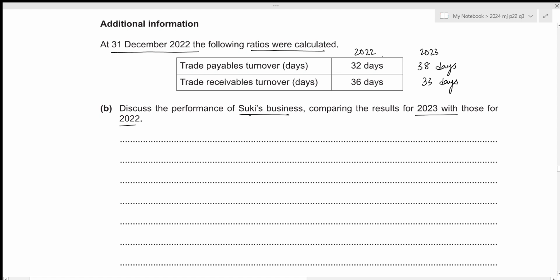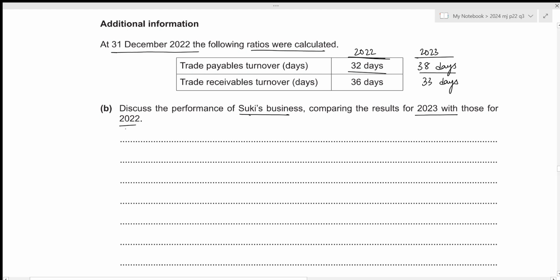In the year 2022, it took 32 days for Suki's business to pay back to the supplier for the credit purchases made during the year. Whereas in the year 2023, we can see that now Suki's business will take 38 days in order to pay back to the supplier for the credit purchases. Since Suki's business will now take a longer period of time to pay back to the supplier, we can see that the trade payables turnover ratio has worsened in the current year as compared to the previous year, and this could also result in a deterioration in relationships with suppliers because now the supplier has to wait for a longer period of time to get the money back from Suki's business.